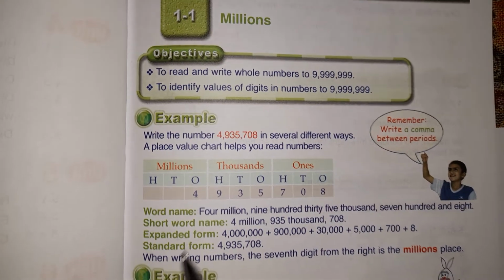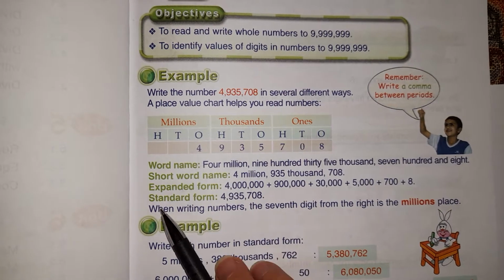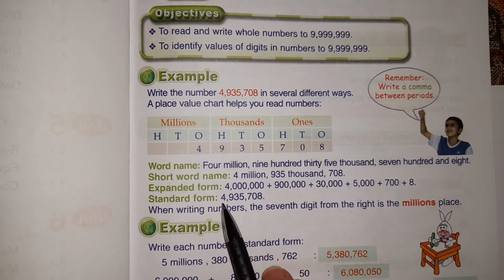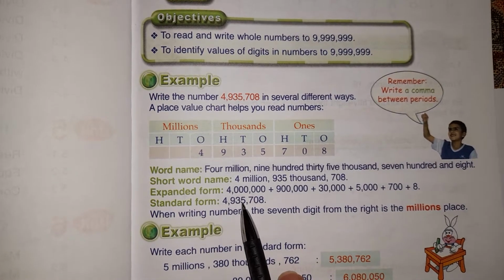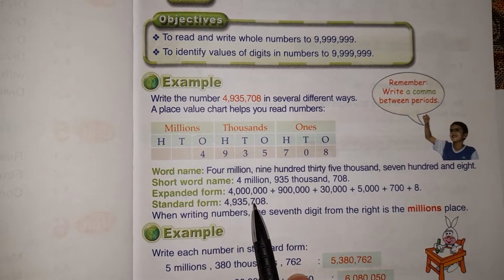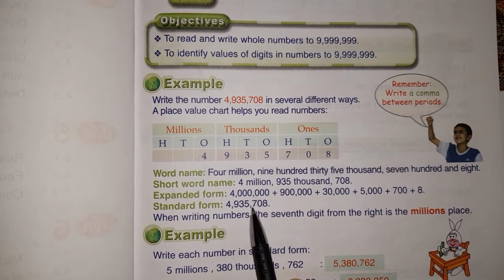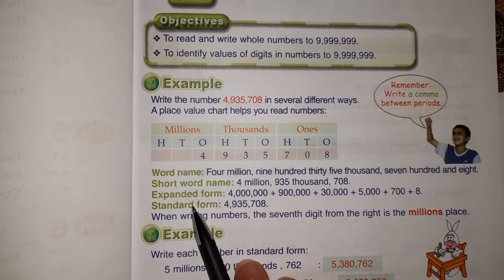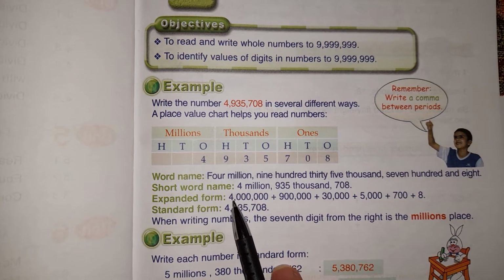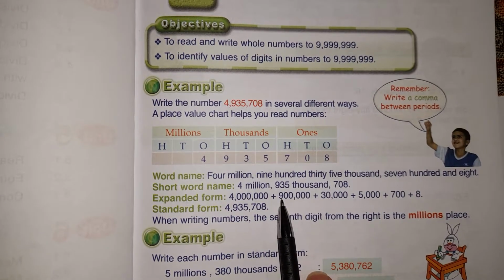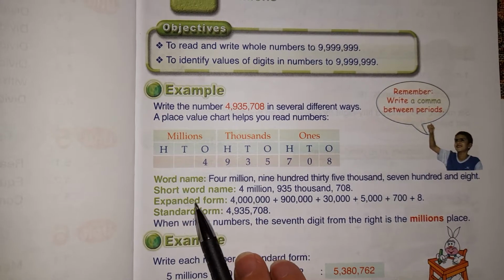As I said before, we can read the number in 4 ways. I can write the number in standard form. This is the standard form: you use the digits and you write the number as it is. 4,935,708. This is the standard form. If you write the value of each digit, it will be 4,900,000 and like that, and you put pluses between. We call this form expanded form.